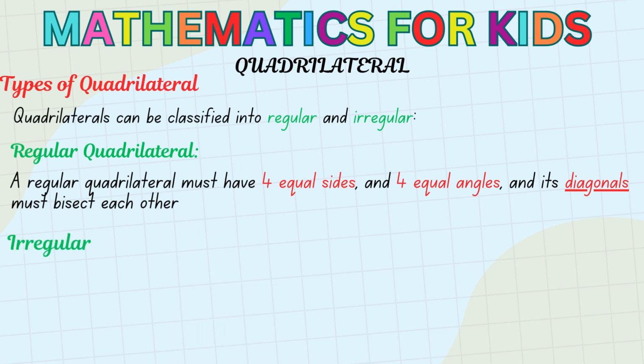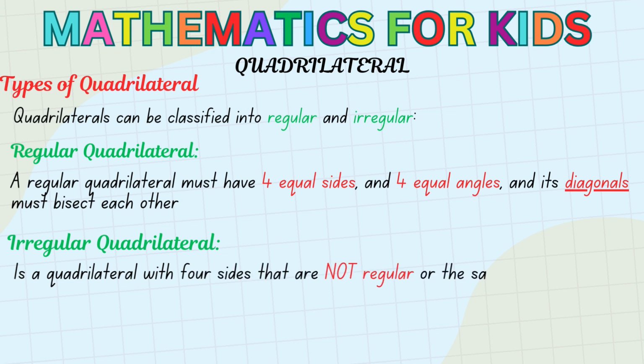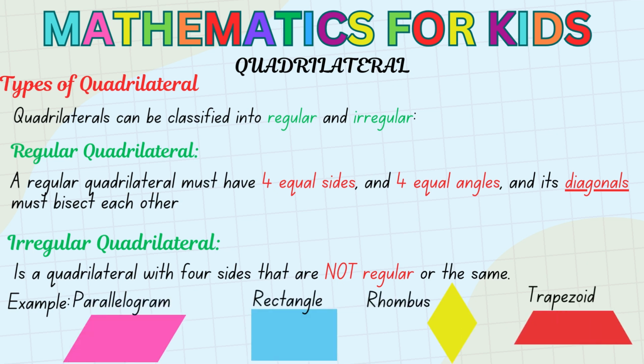Now, an irregular quadrilateral is a quadrilateral with 4 sides that are not regular or the same, like parallelogram, rectangle, rhombus, trapezoid. And we are going to talk about all of these quadrilaterals in the coming videos. Now, the square is the regular quadrilateral, and the parallelogram, rectangle, and trapezoid are irregular quadrilaterals. But keep in mind that square, rhombus, and rectangle are parallelograms. We are going to talk about this in the coming videos. Let's continue.